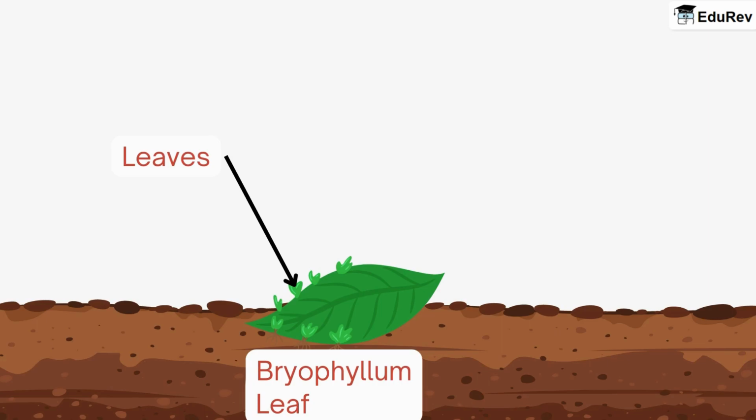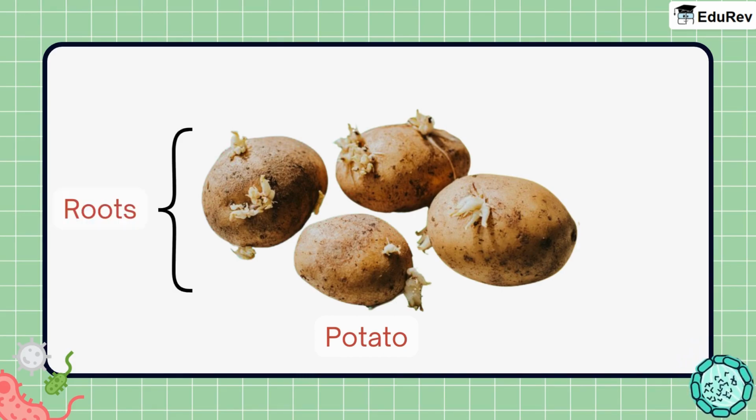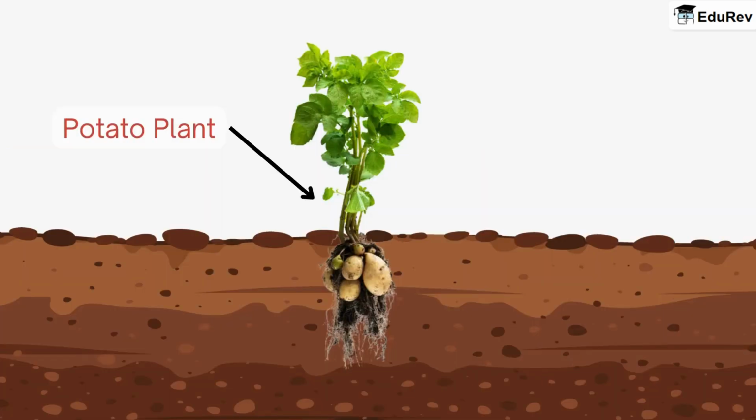Now, let us look at an example of vegetative propagation with the help of roots. Have you ever eaten a potato? Do you know which part of the plant it is? It is actually a root that stores food. Interesting, right? When these roots are detached from the parent plant and planted in the soil, they grow little buds called eyes. These eyes or buds grow into new plants. This is how potatoes reproduce with the help of roots.